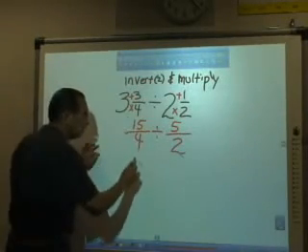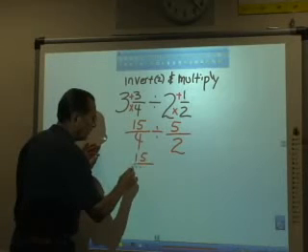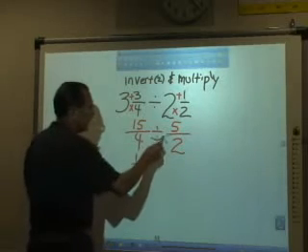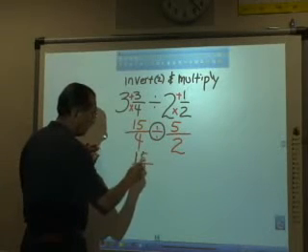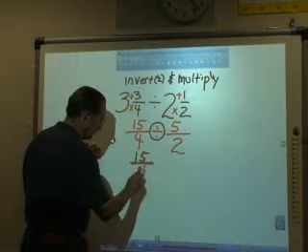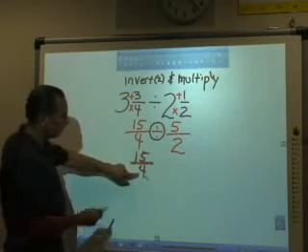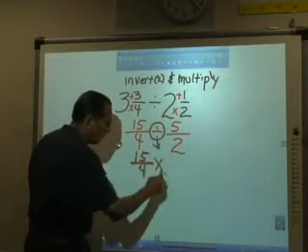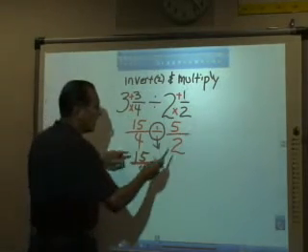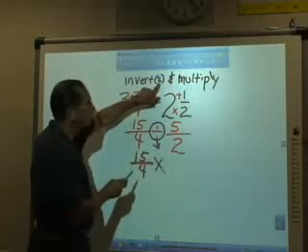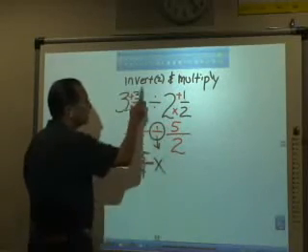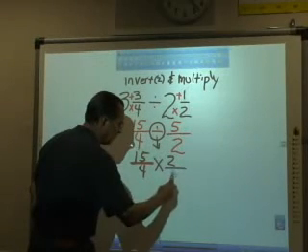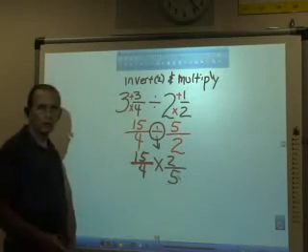Remember, the first fraction stays the same. Let me change this a little bit because that'll be a little easier. We'll keep it separated from that other fraction. 15 over 4, the division sign becomes multiplication. The second fraction we invert. Okay? Invert the second fraction. The 2 goes to the top. The 5 goes to the bottom. Okay?